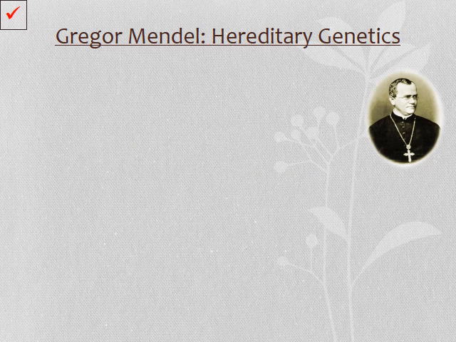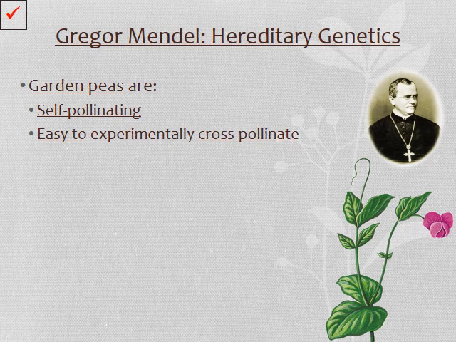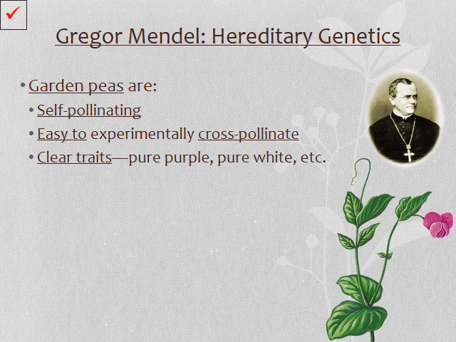So the first thing that we need to discuss here is a man by the name of Gregor Mendel and his hereditary genetics. Gregor Mendel was a scientist and also a clergyman, and what he worked with primarily were garden peas. The reason why he chose these was because they are self-pollinating, so they can self-fertilize. Also, they were very easy to cross-pollinate, so very easy to cross from one to the other. And they had very distinct and clear traits. For example, they came in either pure white or pure purple.